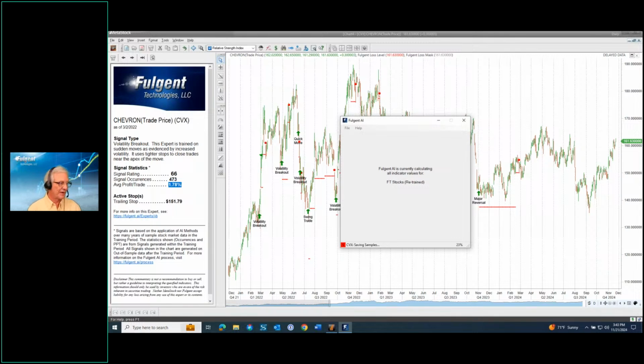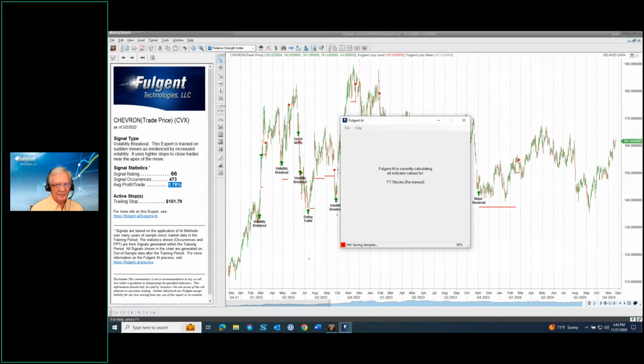So that's what's going on right now. It's only 30 stocks, so it doesn't take that long, but it's just a whole lot of data. I mean, like I say, about 300 indicator relationships measured on every single bar of all 30 of those charts, going back several years.